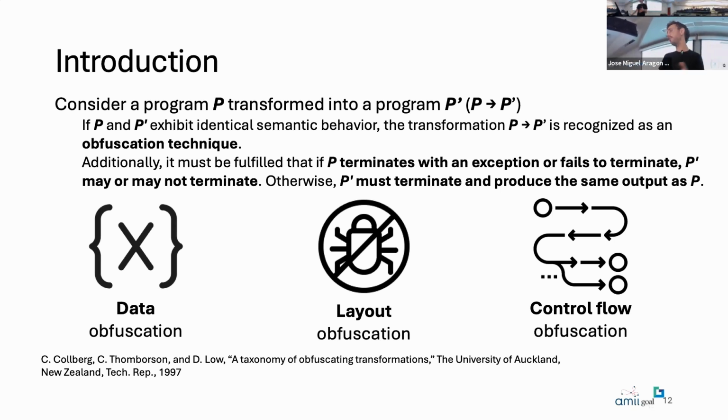There are three different types of code obfuscation techniques. Data obfuscation, which tries to hide information related to the data and variables in the program. Layout obfuscation, which tries to hide information usually related to the debugging process. And control flow obfuscation, where we usually try to alter the instruction flow of the program, making some modification to the control flow graph.